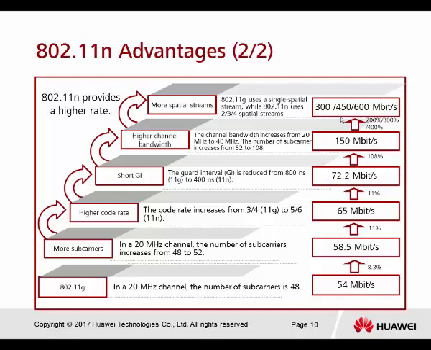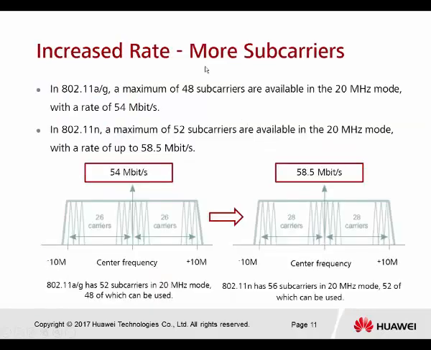Okay, I am going to discuss this one by one. Let's begin from the first: more subcarriers. As we know, in OFDM, we are able to divide one channel into multiple sub-channels. This is happening in A and G. There are a maximum of 48 sub-channels available in 20 MHz. There's only 48.